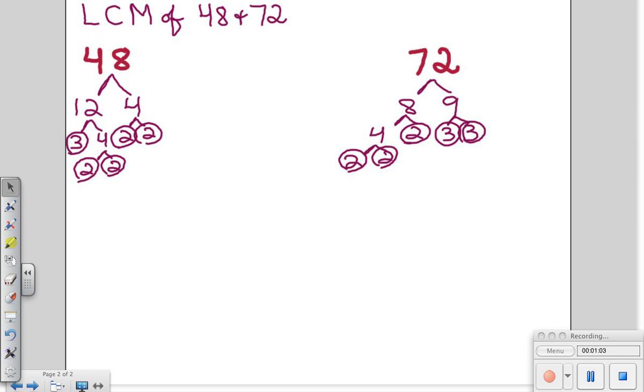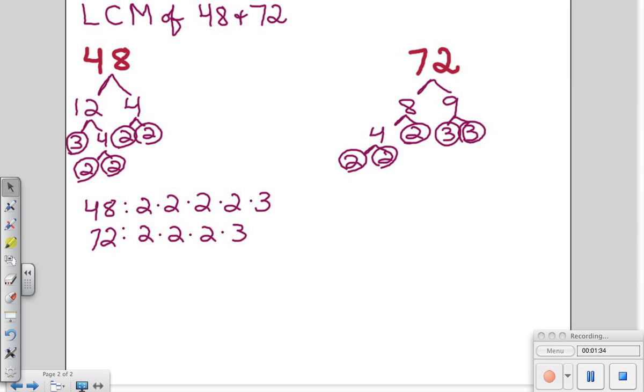Okay, so I'm going to go ahead and list out my prime factors. So for 48, it is 2 times 2 times 2 times 2. There's 4 2's circled and 1 3. And for my 72, it is 2 times 2 times 2. There's 3 2's. Times 3 times 3.